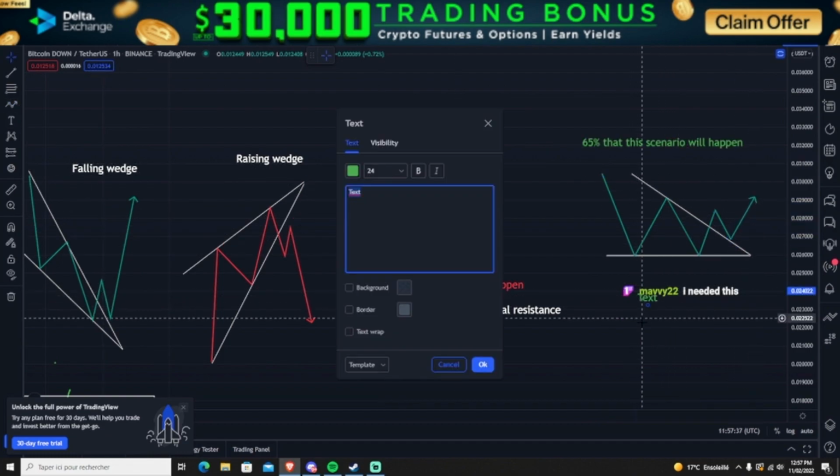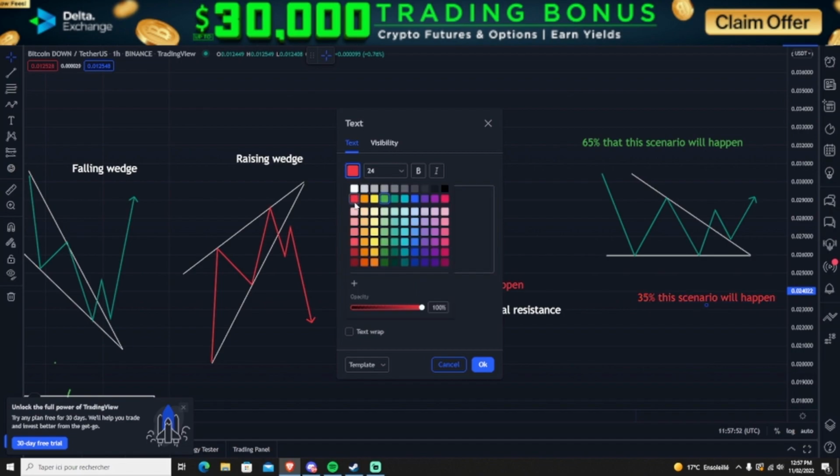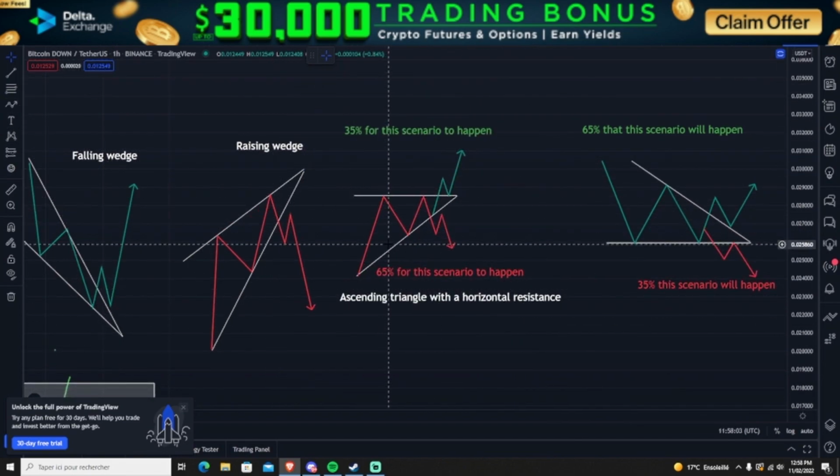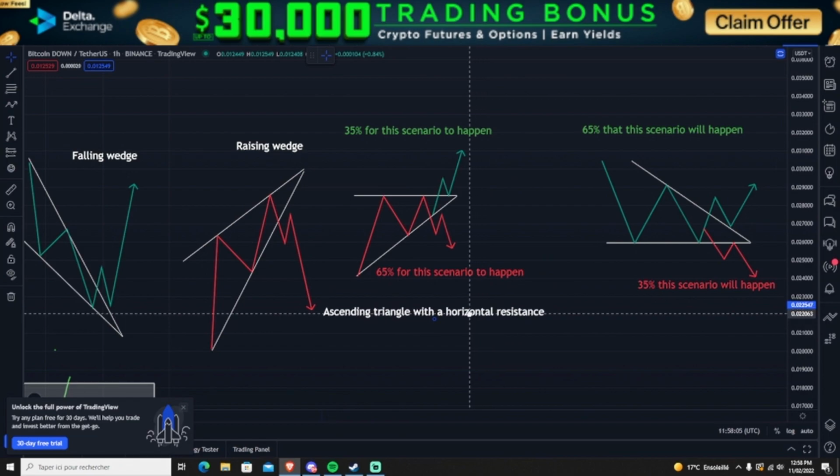And then we go down to this one over here. The percentage for the bad scenario to happen is 35%. We use the color red to know that we're talking about a dump. This is an ascending triangle, ladies and gentlemen.